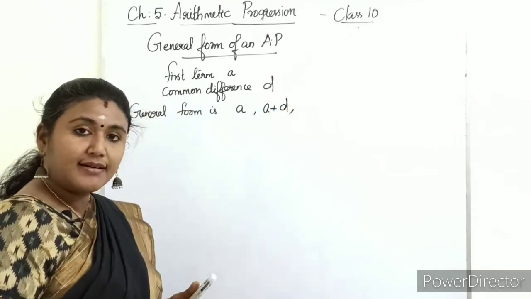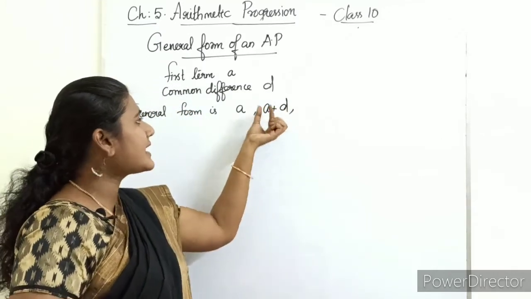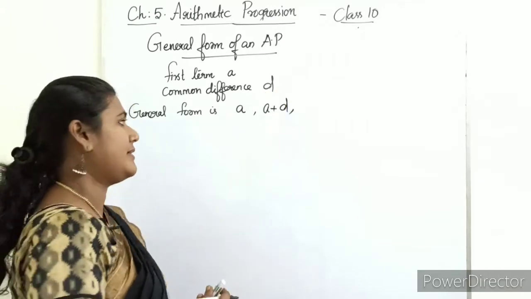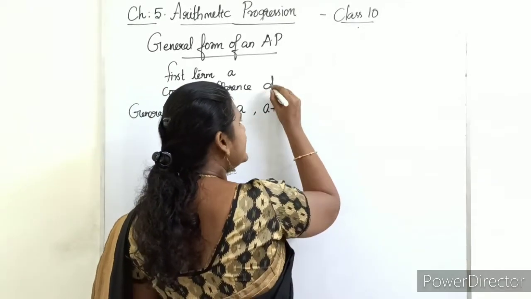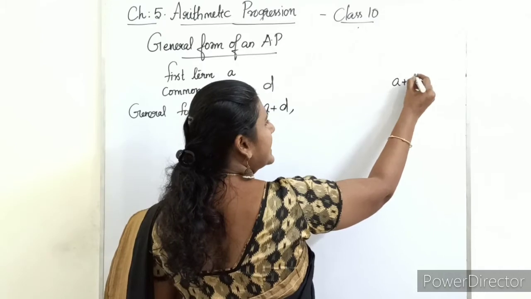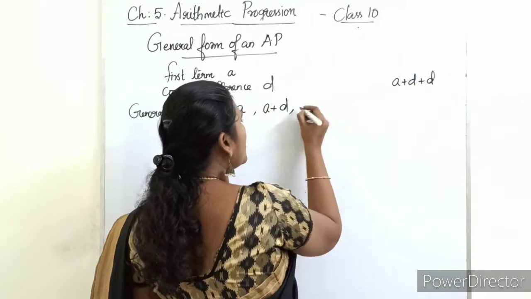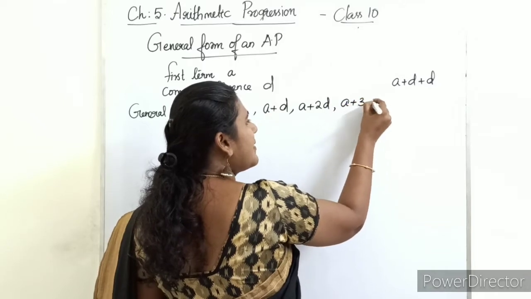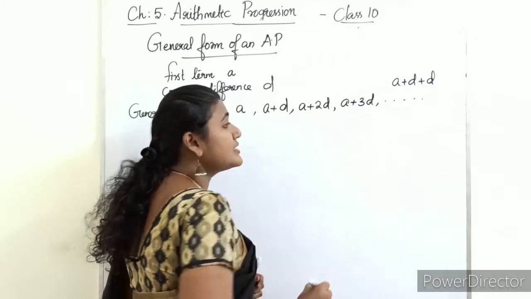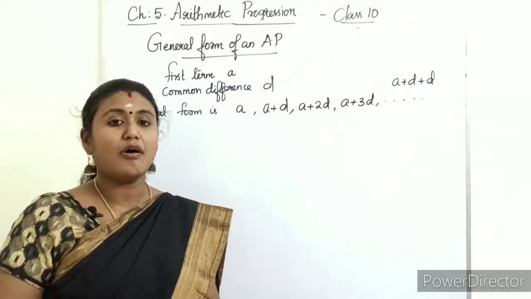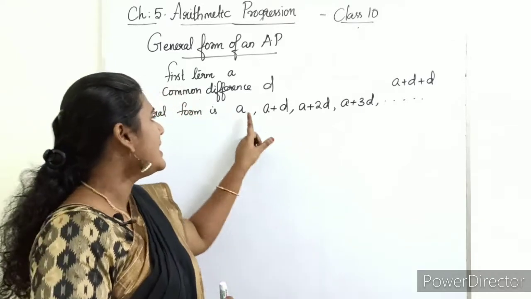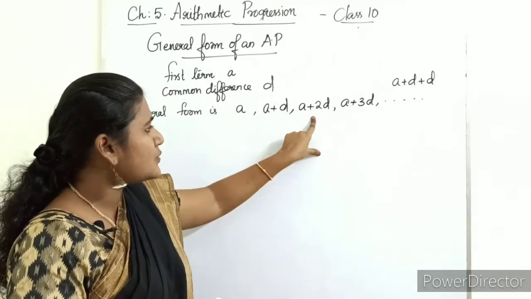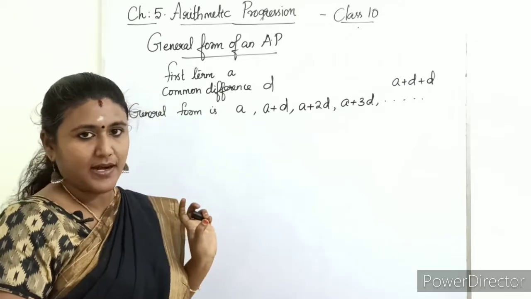Now how will you get the third term? Again with this second term you have to add the common difference. So A plus D plus D. So A plus D, second term plus common difference. So what you will get? A plus 2D. So what will be the next term? A plus 3D, etc. So this is the general form of an AP. Okay, A plus D, A plus 2D and A plus 3D, etc.